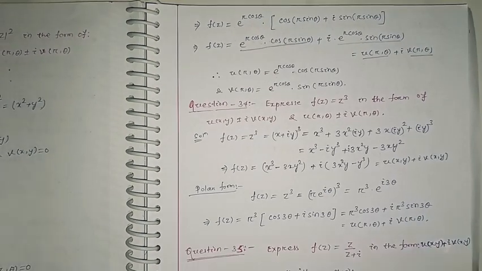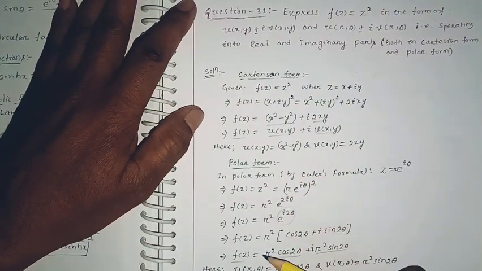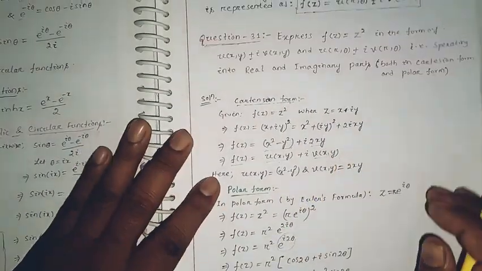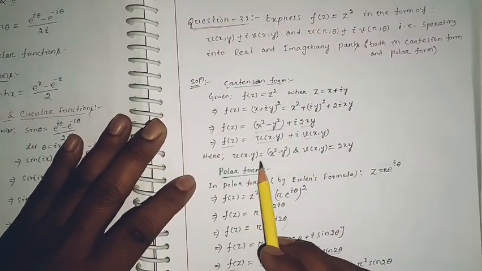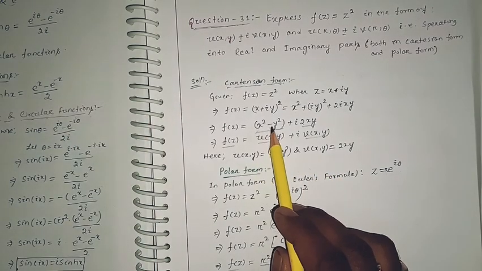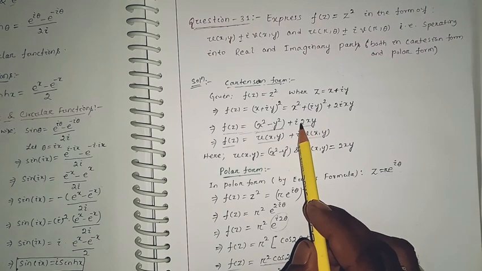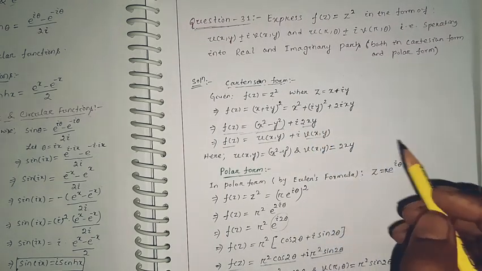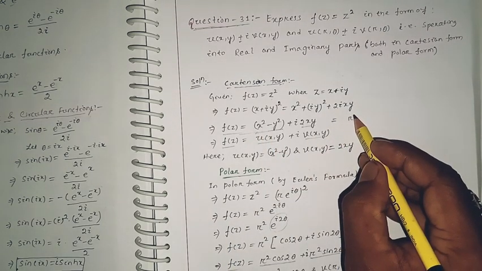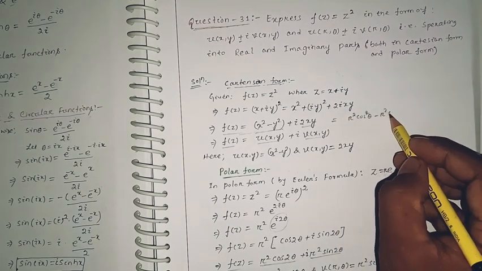One thing I want to share with you: from the Cartesian form we can directly jump to the polar form. Here you can see we found x² minus y² for question number 31. The Cartesian form is x² minus y² as u(x,y), so f(z) is x² minus y² plus i times 2xy. If we substitute x as r cos θ, it will be r² cos²θ minus r² sin²θ.